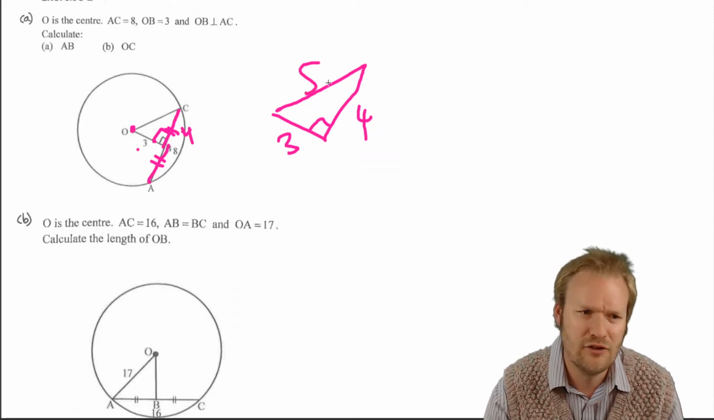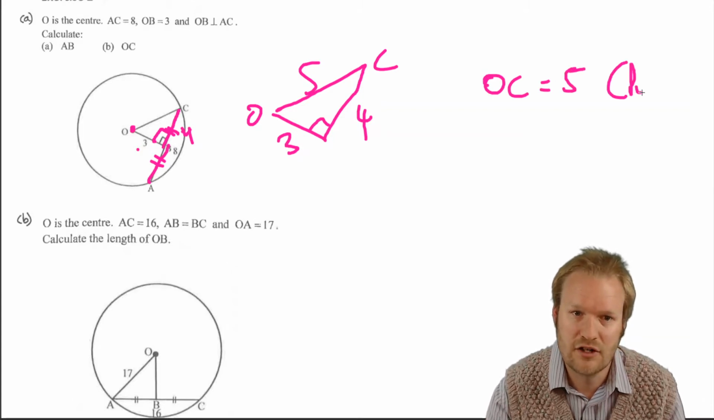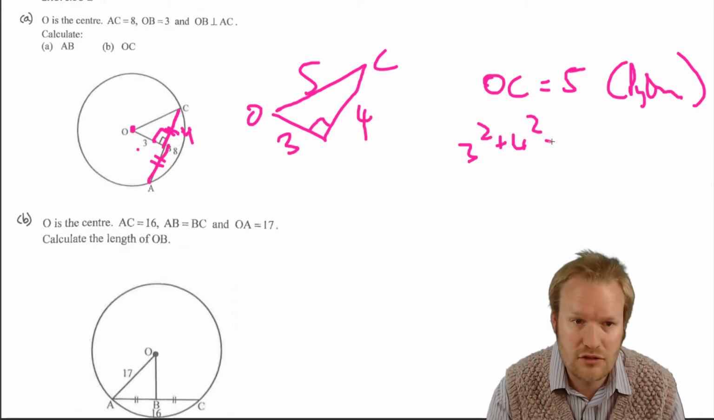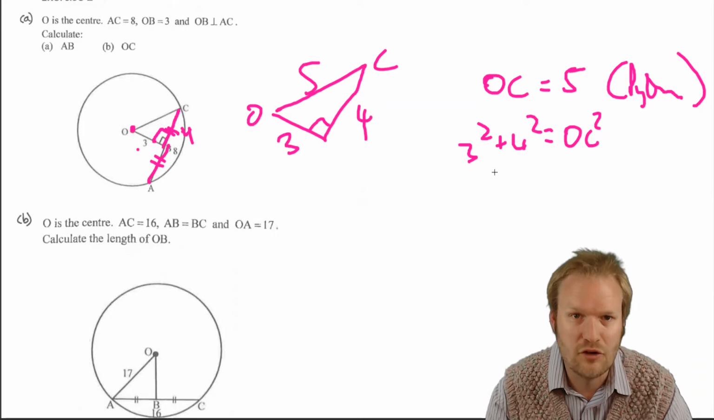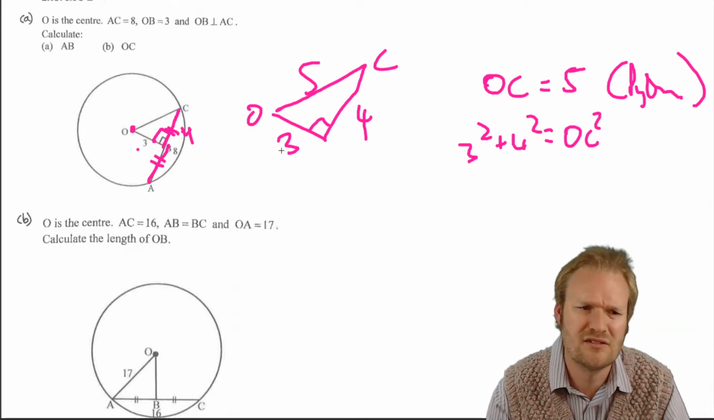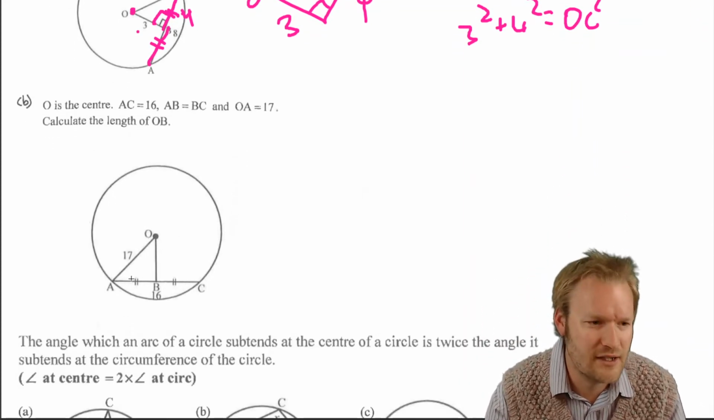5. And really for this, if you said OC equals 5, as long as you write down the reason Pythagoras, you don't have to show 3 squared plus 4 squared equals OC squared. Therefore, you don't have to show all those million steps. OC is 5, Pythagoras, it's 3, 4, 5. Basic Pythagorean triple. Okay, and then the same idea here.